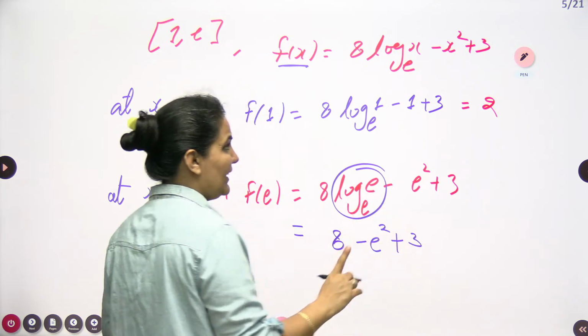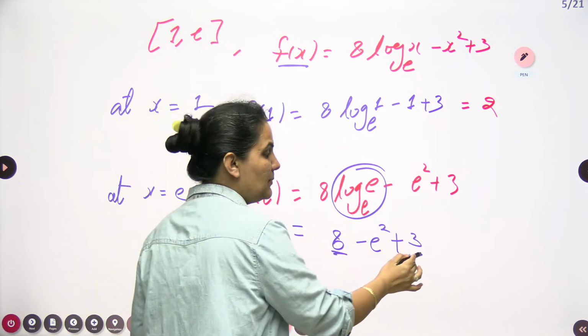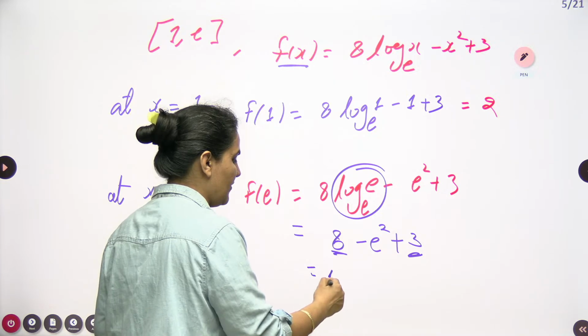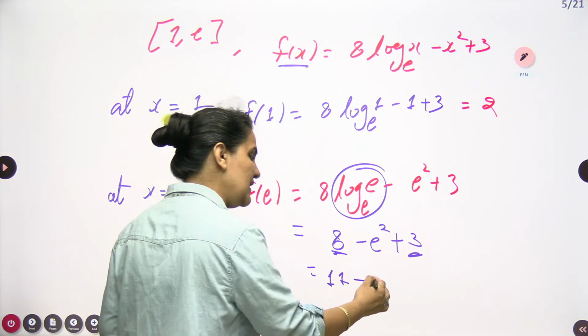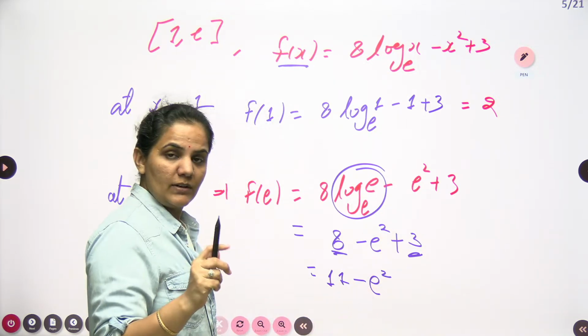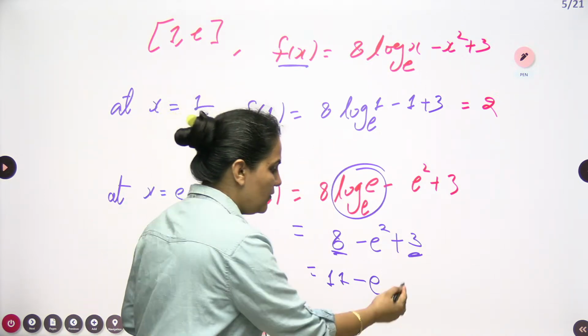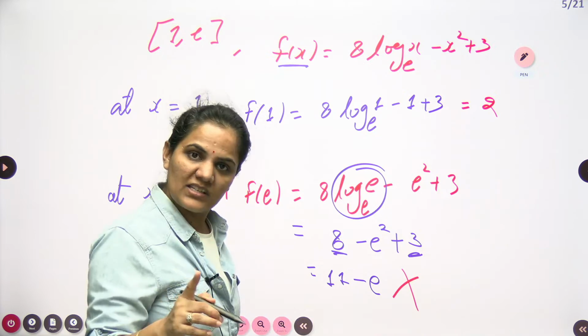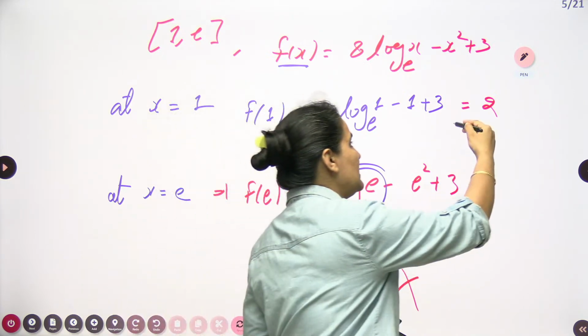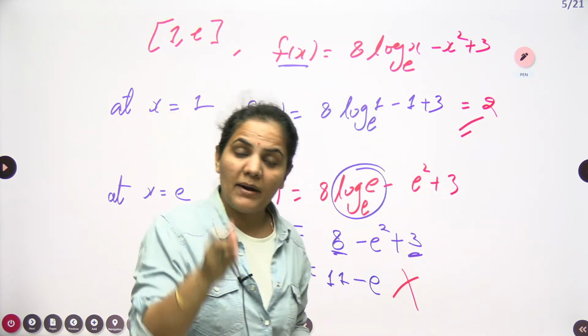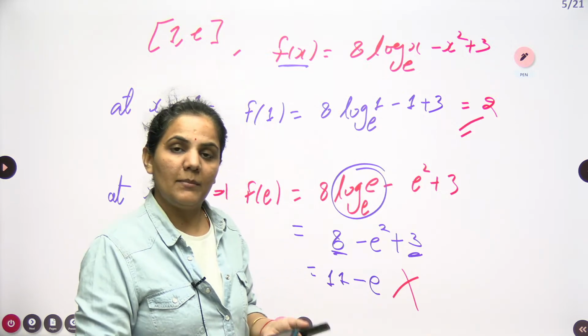I can see 8 plus 3 is 11, and when you put the value of e square also, it will still be greater than 2. So we will not consider this one because this is greater than 2. Directly we can see that this is the minimum value among the available options, or among the available range.